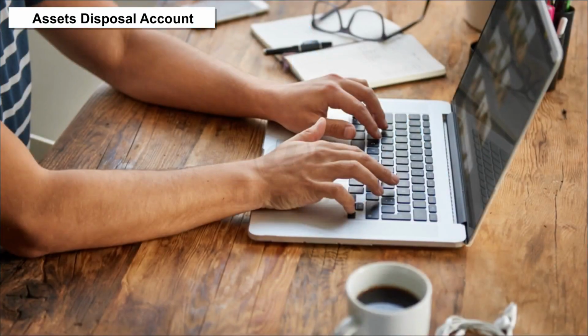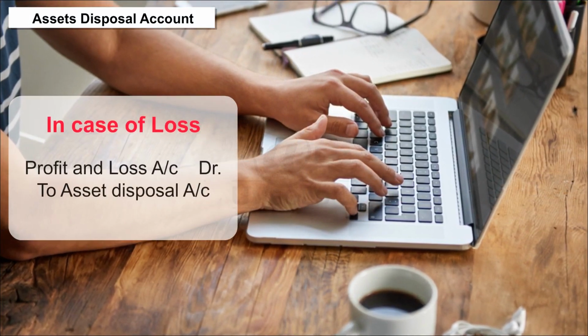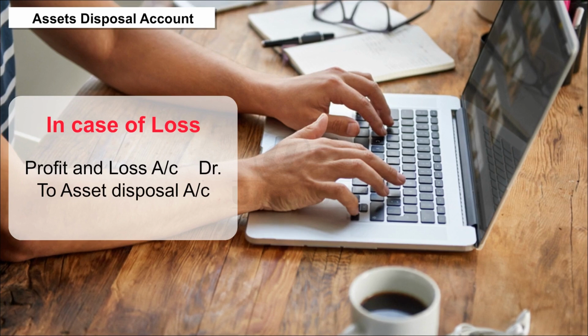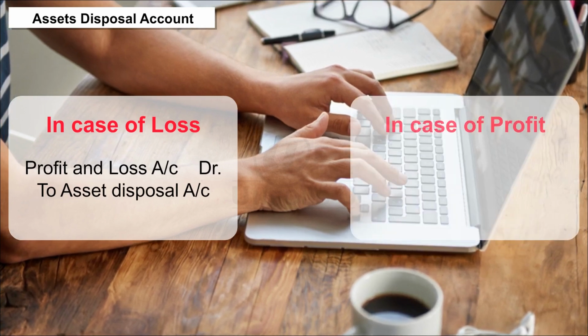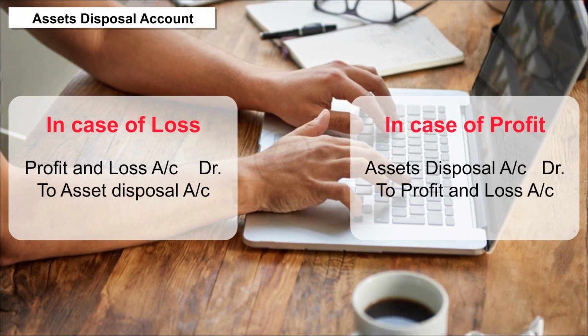The entries would be done as follows. In case of loss, profit and loss account, debit to asset disposal account. In case of profit, assets disposal account, debit to profit and loss account.